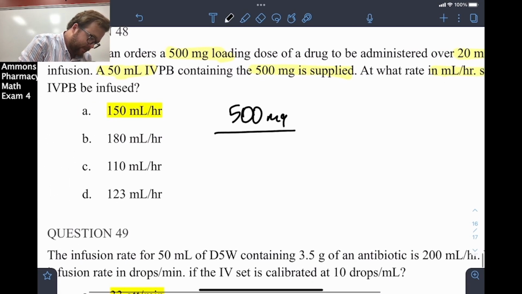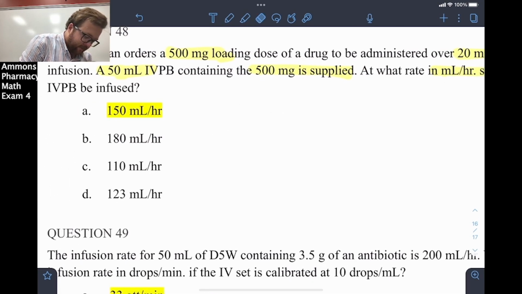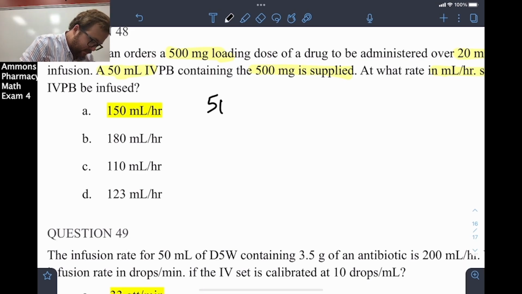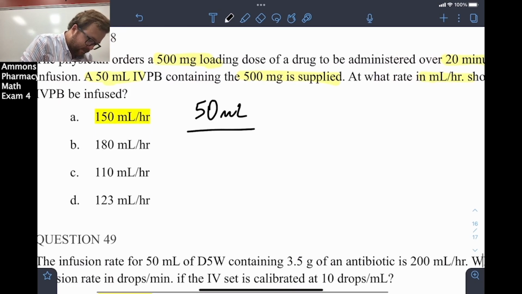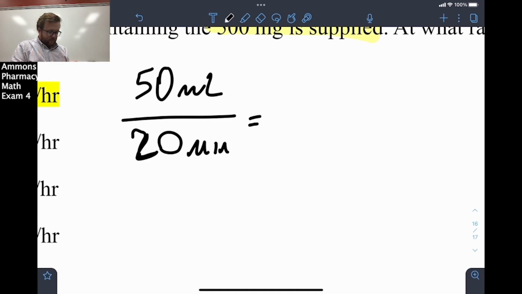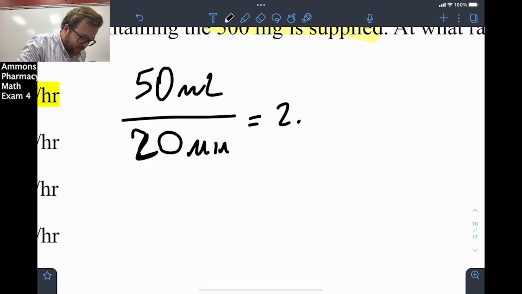Nope, I'm going to fall in the same trap as I did last time. Milligrams does not matter because it's dispersed evenly in this bag. So it's literally just 50 mils. And what time did it infuse in? 20 minutes. 50 divided by 20. 2.5 mil per minute.